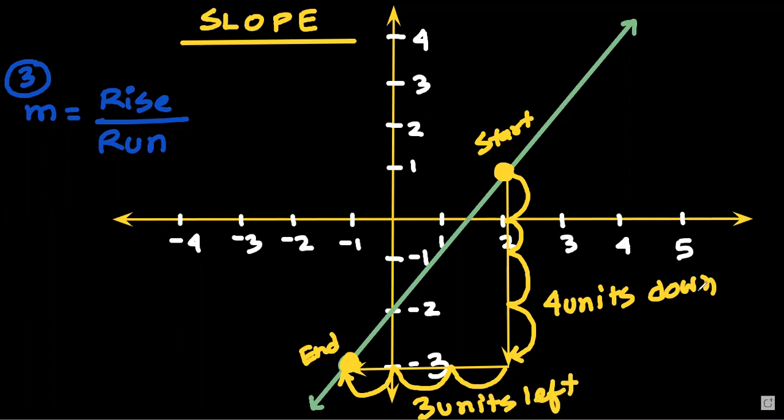4 units down means that's a rise. But in this case, the rise is a negative rise, right? Because you are going downward. So -4, correct? And run is what? Run is -3. Why? Because we are going in the left-hand side direction. So -4 over -3, that's 4/3. Or we can do it the other way, right?